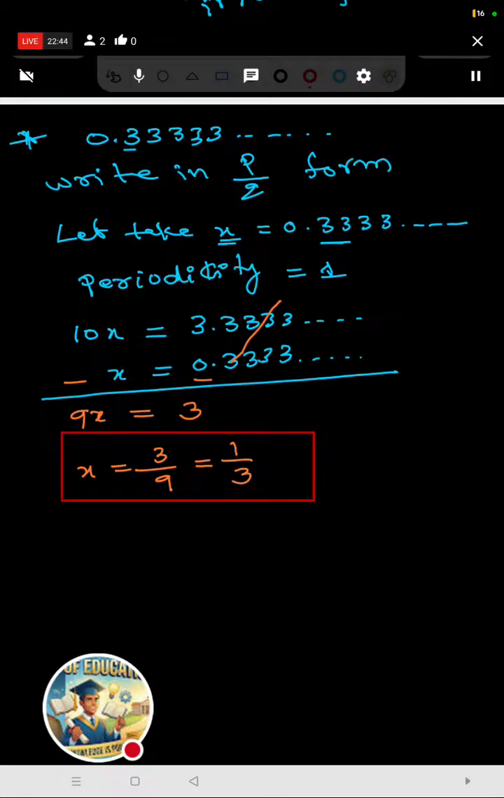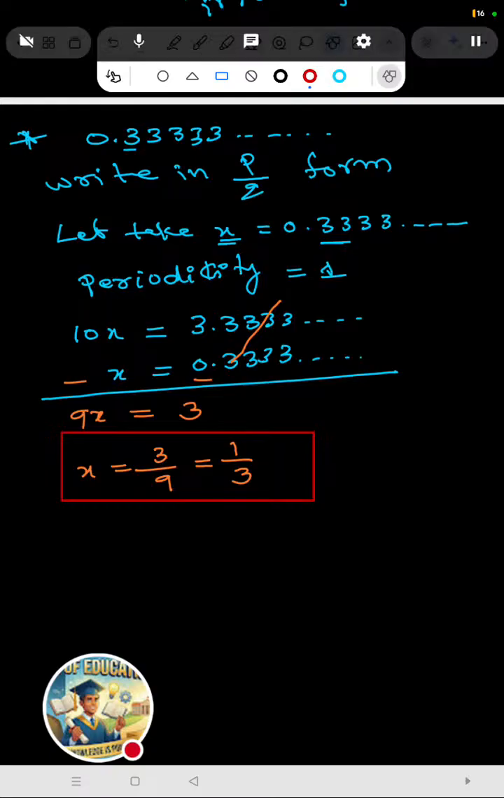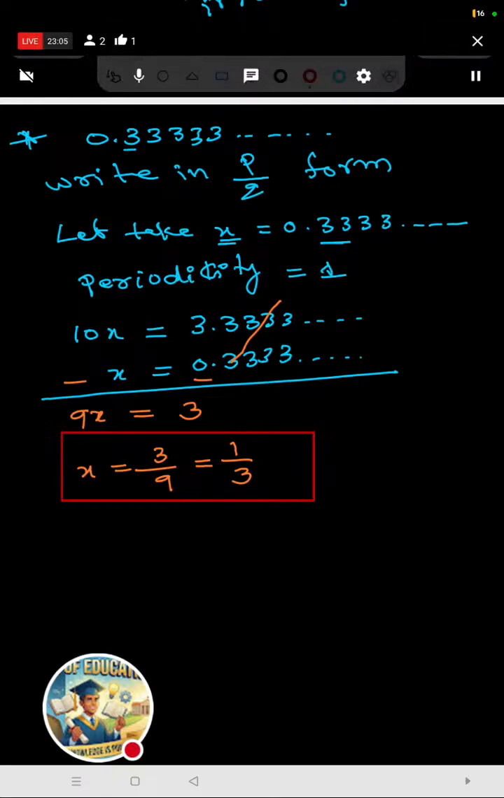This is also important. Did you understand this one? If you comment, let me know if you understood.